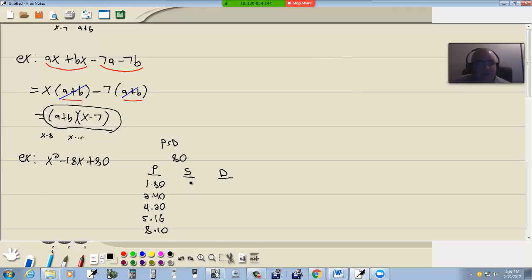Now the S column, that means we're going to add these numbers together. 1 plus 80 is 81, 2 plus 40 is 42, 4 plus 20 is 24, 5 plus 16 is 21, and 8 plus 10 is 18. Now our difference column, we're going to subtract smaller from larger. 80 minus 1 is 79, 40 minus 2 is 38, 20 minus 4 is 16, 16 minus 5 is 11, and 10 minus 8 is 2.